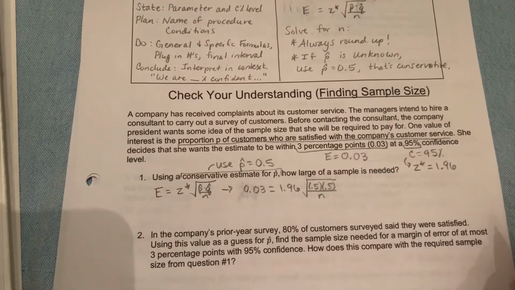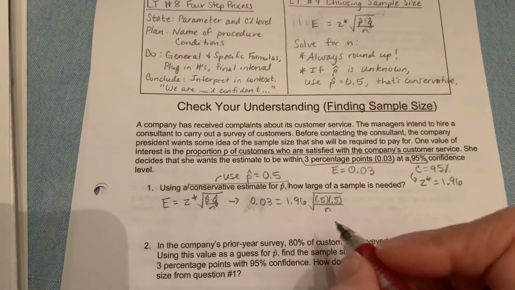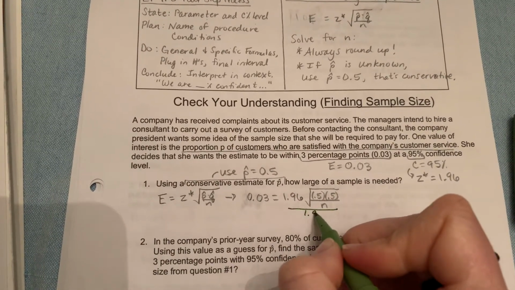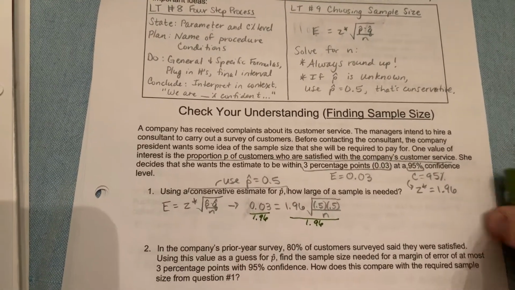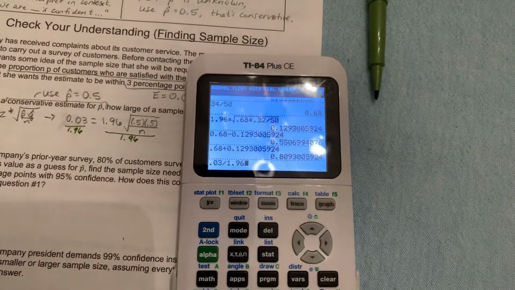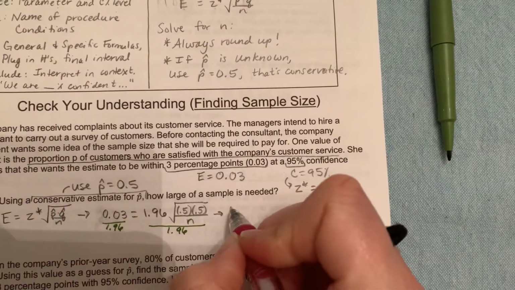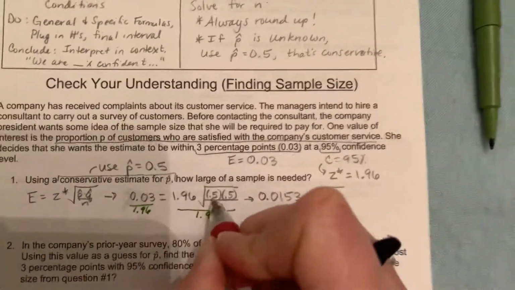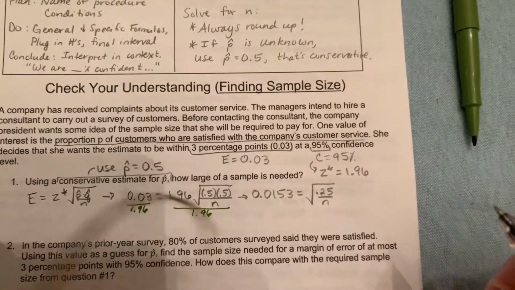Now this is the equation that I have to solve for n. So I'm going to start by getting rid of this 1.96 on the outside of the square root. I'm going to divide both sides by 1.96. Let's see what that left-hand side is going to be. 0.03 divided by 1.96 is 0.0153. Let's go with that. 0.0153 is equal to, now this 0.5 times 0.5, I think you can multiply out, I would get 0.25 divided by n.